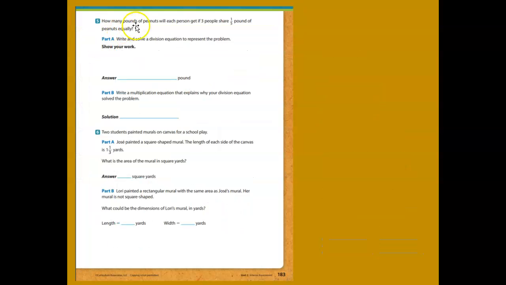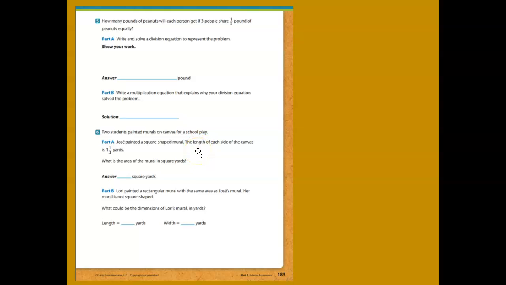Okay, second sheet. How many pounds of peanuts will each person get if 3 people share 1/5? So basically that's a division. 1/5 divided by 3. And write and solve a division equation. So I just told you what that was, 1/5 divided by 3. And remember, if you think back to the other page, flip, save, and multiply. And then it says write a multiplication equation that explains why your division worked. So that's kind of like that associative property where you just turn it around and write it the other way.